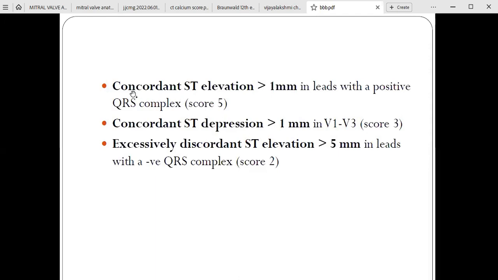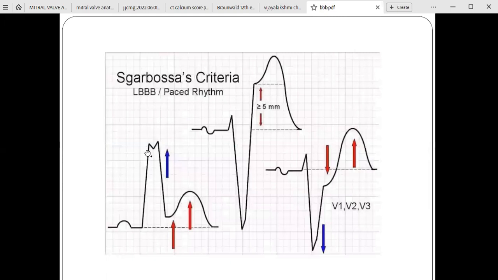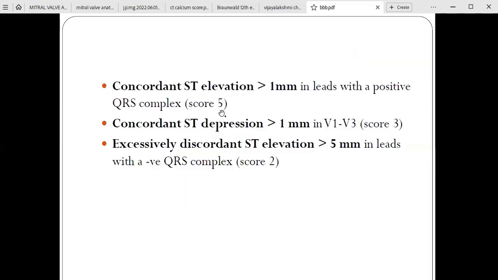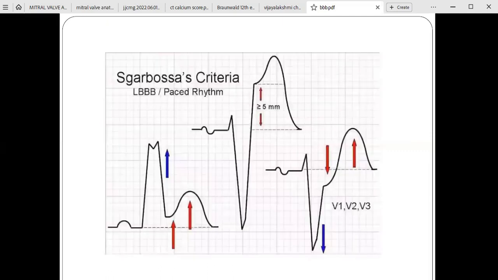Garbosa criteria means concordant ST elevation of more than 1 mm. What does concordant ST elevation mean? Wherever there is a positive QRS, normally in LBBB there should be ST depression and T inversion. But if you see ST segment elevation rather than ST depression in the concordant lead, and if that is more than 1 millimeter, it is called a positive sign, and this carries a score of 5. That means if this feature is there, it is suggestive of myocardial infarction.